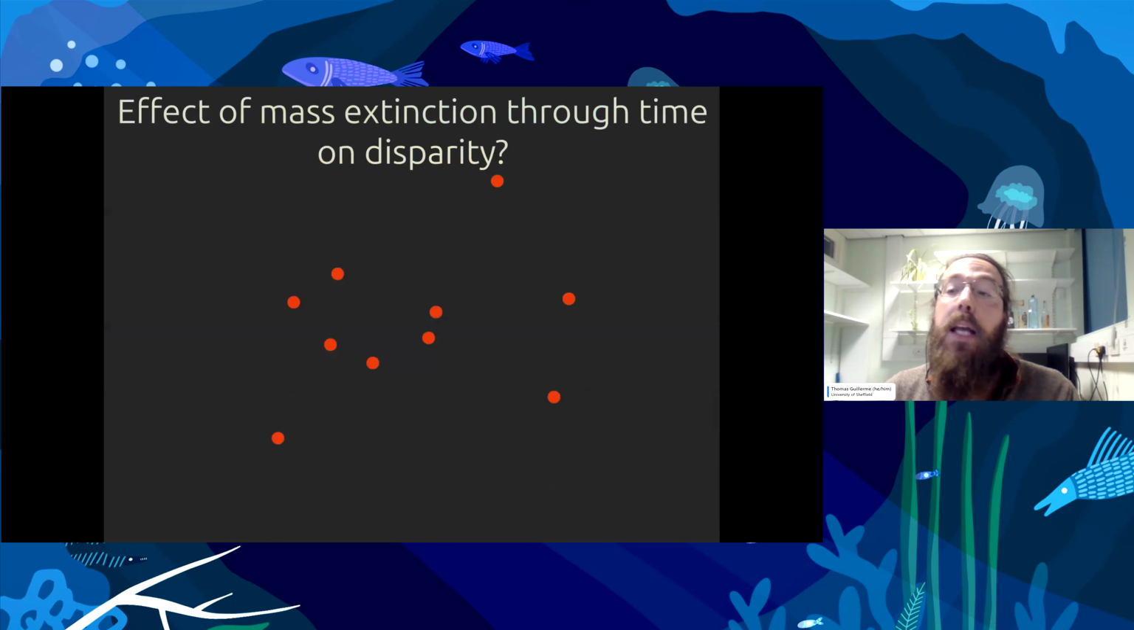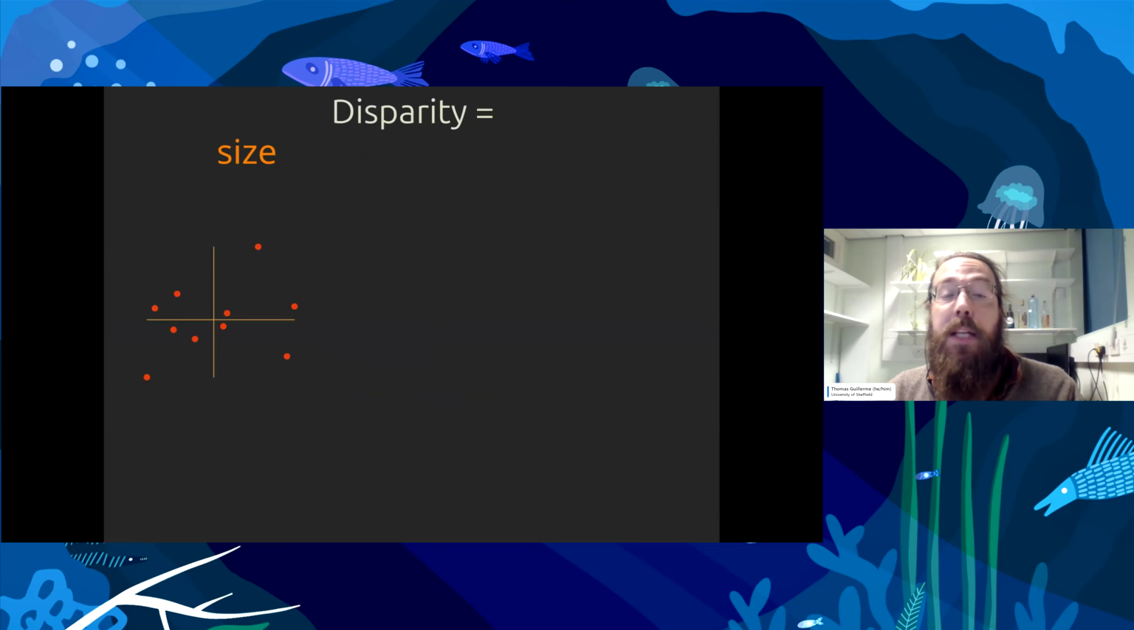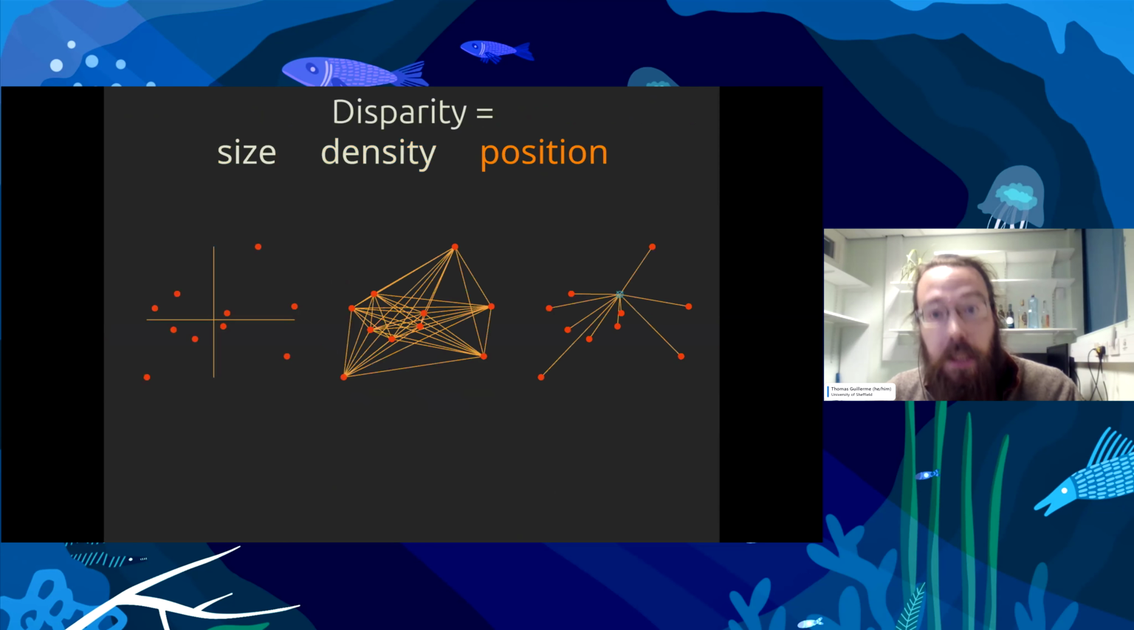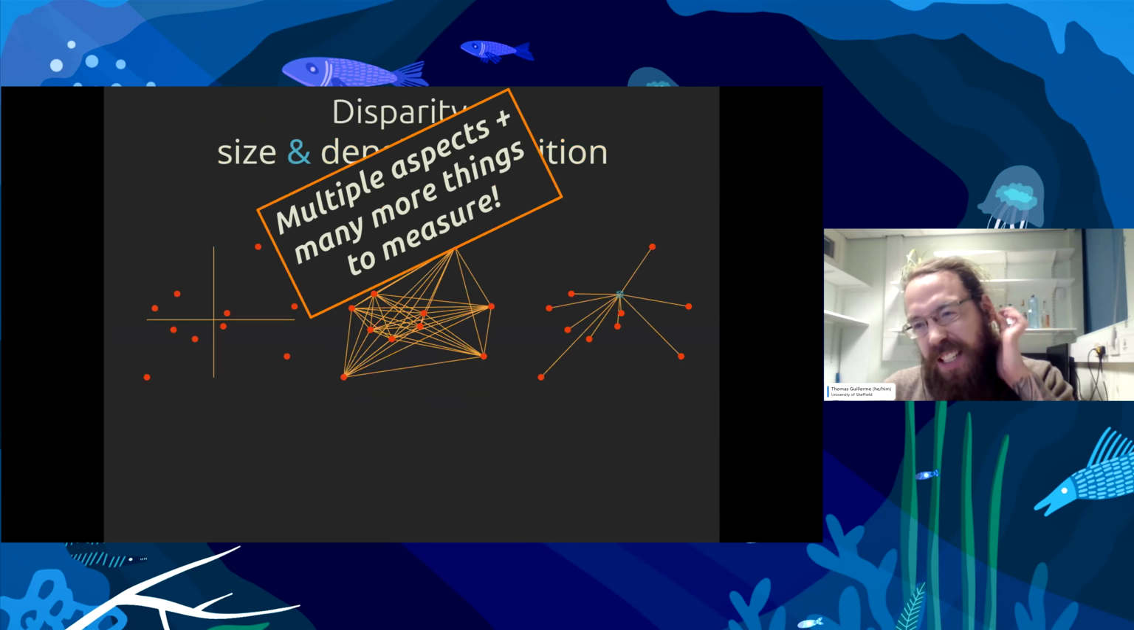So this is the idea, and if we apply that to more disparity metrics in multiple dimensions, again, just an example here, what is the effect of mass extinction through time on disparity? Again, we identify mechanism, process, and pattern, and we can decide that the pattern we're interested in is the size of the trait space, or the density, or the position of elements in the trait space. We argued in a previous paper that it's maybe good to use these 3 elements. But I think now, since then, I feel there's many more things that we can measure.